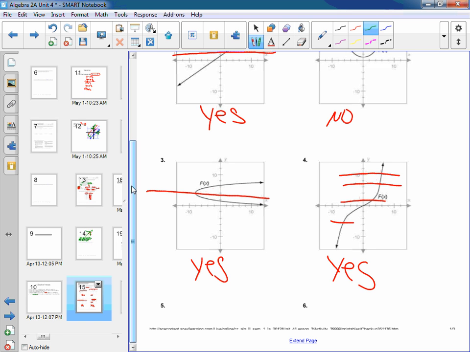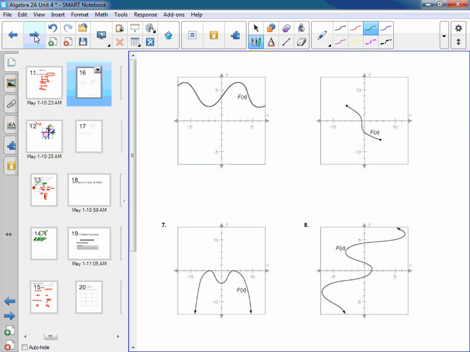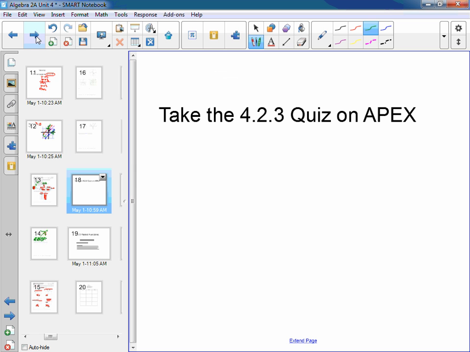Okay, so you should be ready to go on and take the quiz. There are some more examples you can look at if you'd like. You're ready to take the quiz on 4.2.3.